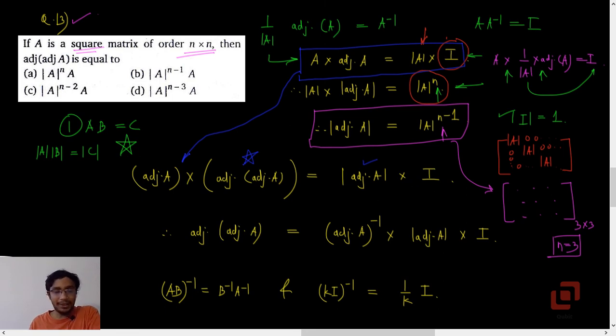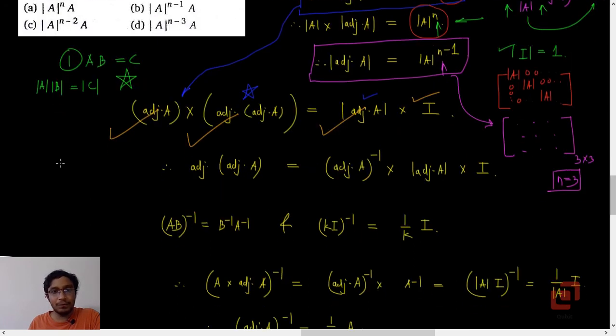Let me again repeat this step. A into adjoint A equal to determinant of A into I is the starting point. It is applicable to any square matrix A. So we are now applying that property on the adjoint. So adjoint A into adjoint of adjoint A equal to determinant of adjoint A into identity matrix. If this is clear to you, then the next step should be very much clear.